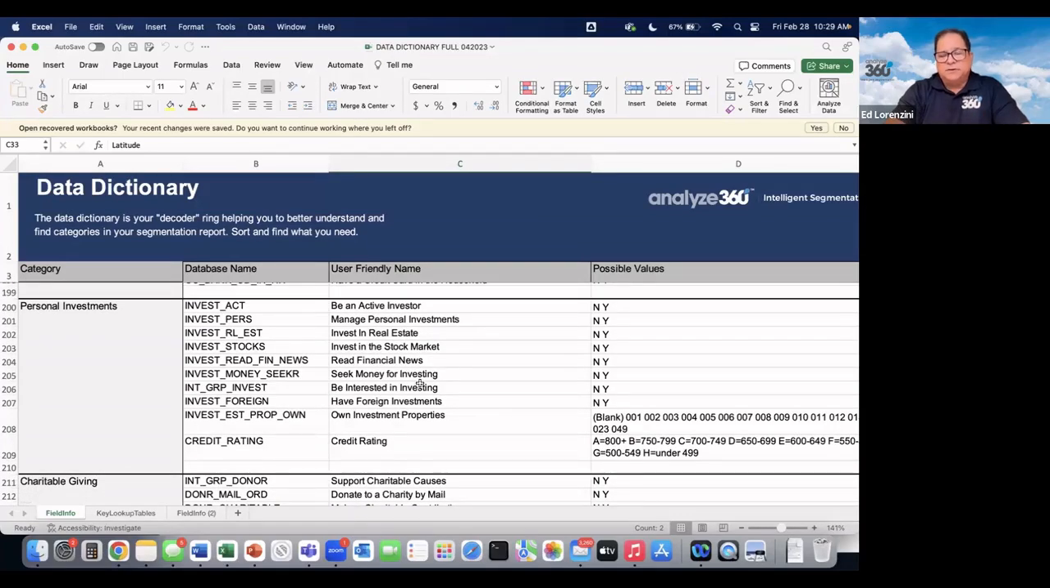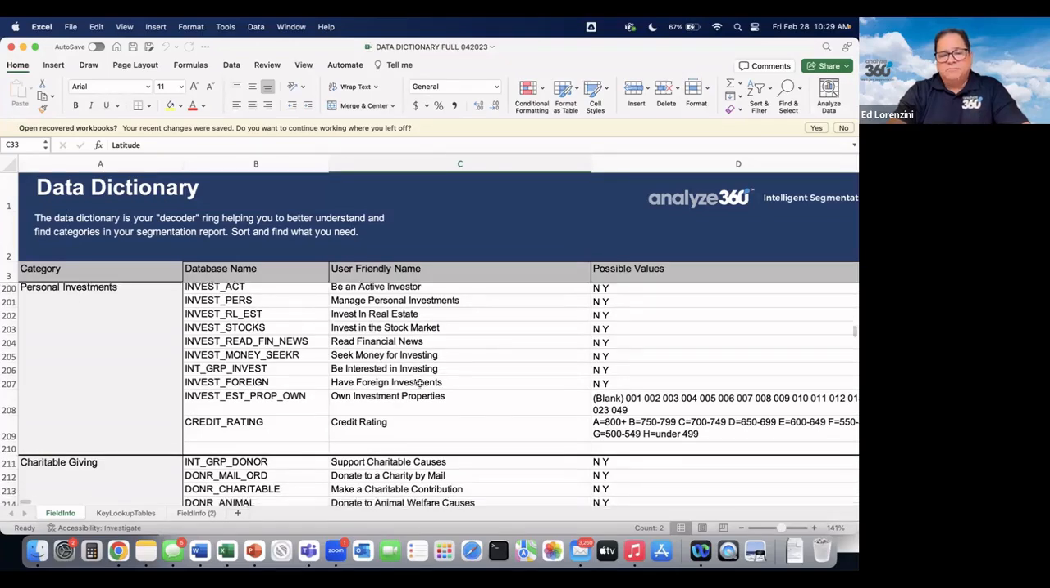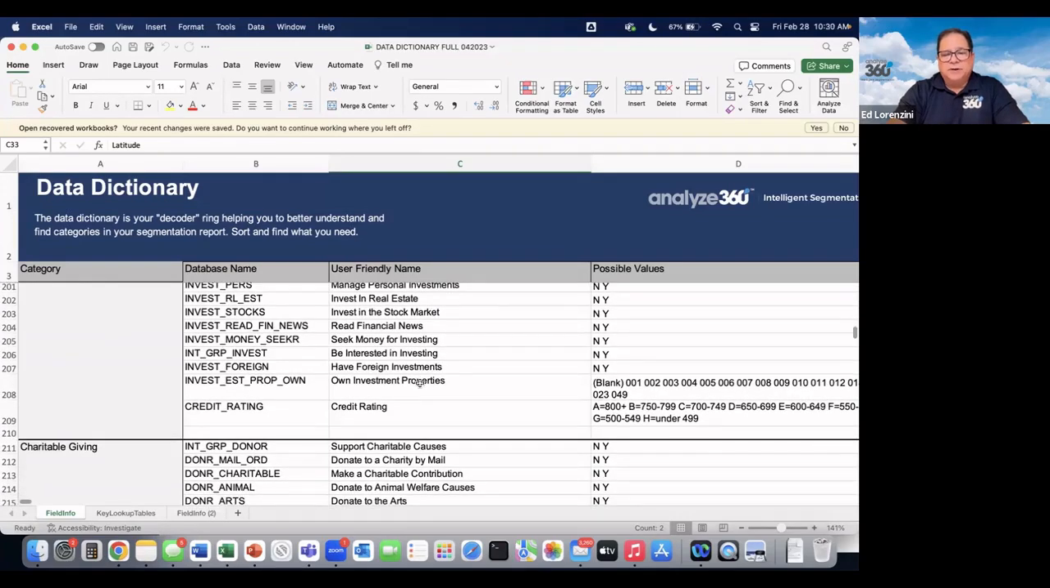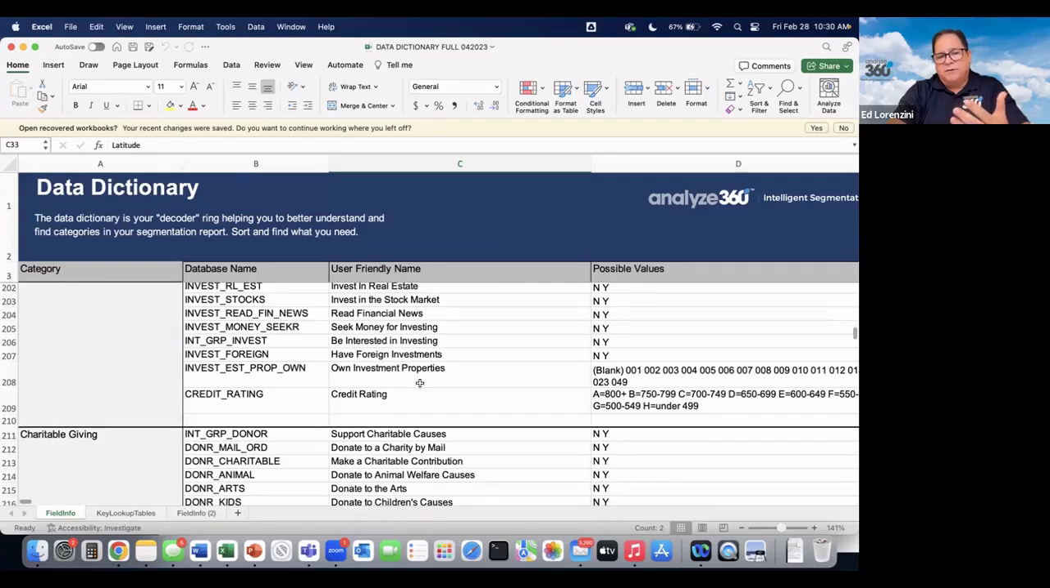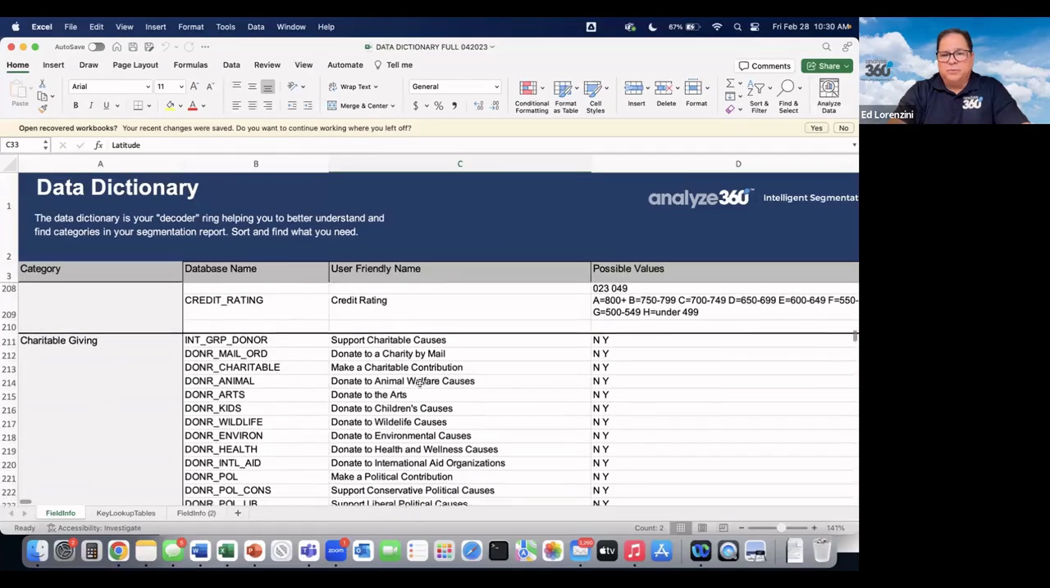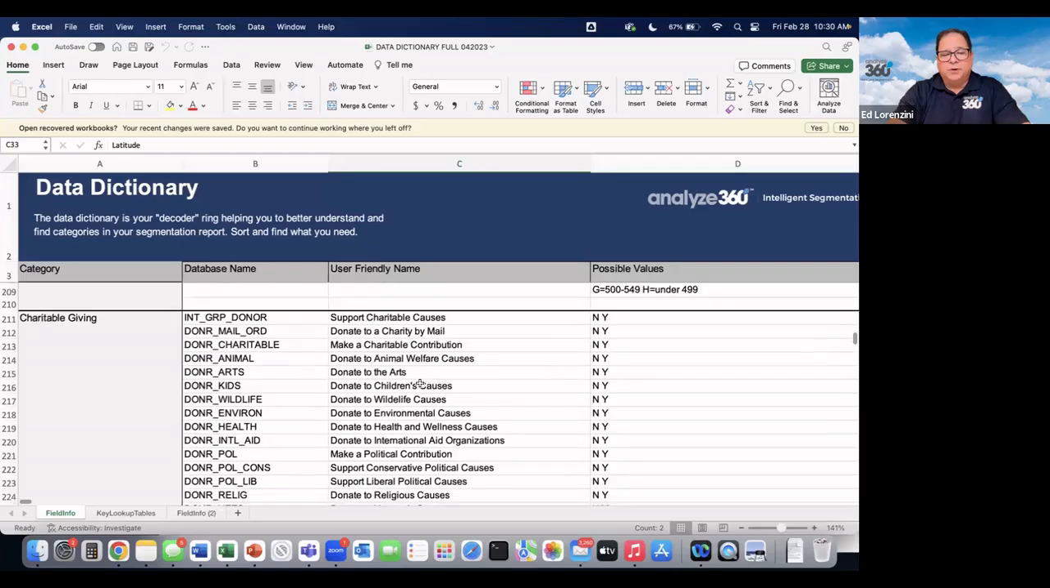So are you an active investor? Are you investing in the stock market? Are you investing in real estate? Are you reading financial news? So if you have a use case around finances, these are good variables. But again, we're looking at them all as we build the model.